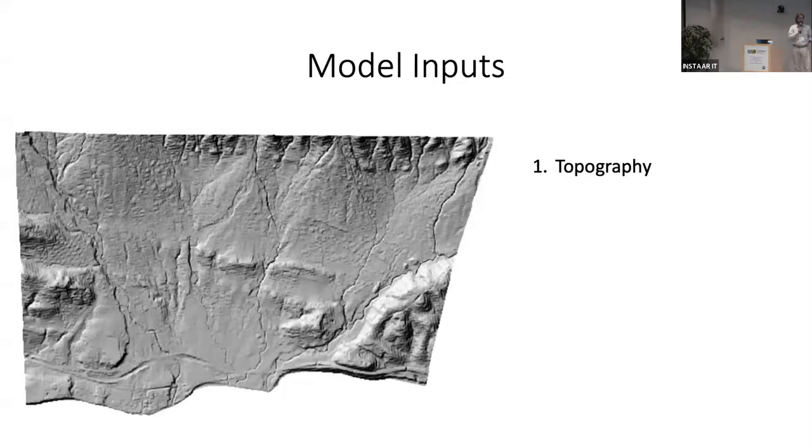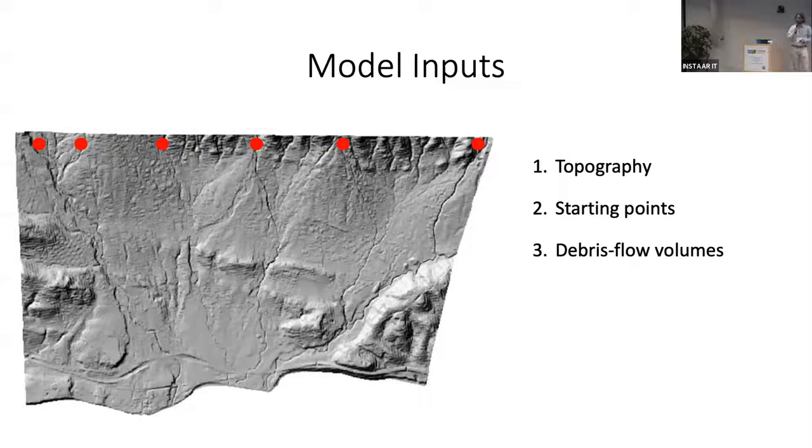So I mentioned earlier that we wanted to develop a model that had as few inputs as possible. ProDF requires four. The first is input topography. So this is a hillshade of the pre-event DEM from the Montecito study area. It also requires starting points for the debris flows. So these are pretty similar to initiation points, except that they're user-defined. And the user can place them anywhere upstream of where inundation is expected to occur. It doesn't necessarily have to be where the debris flow is expected to initiate.